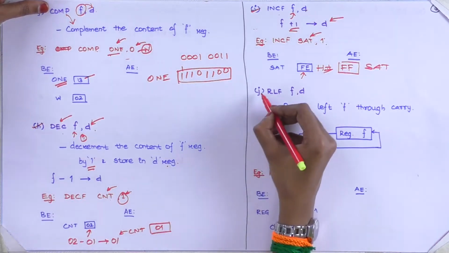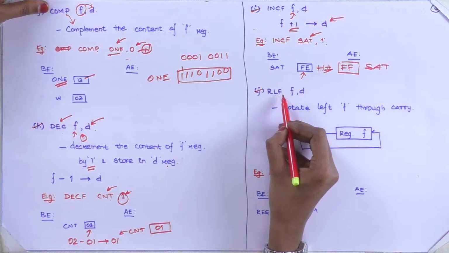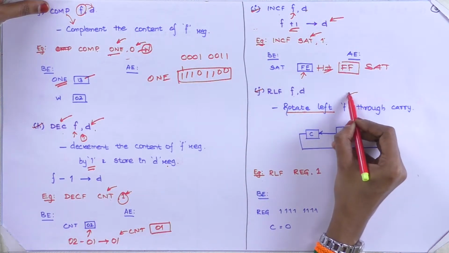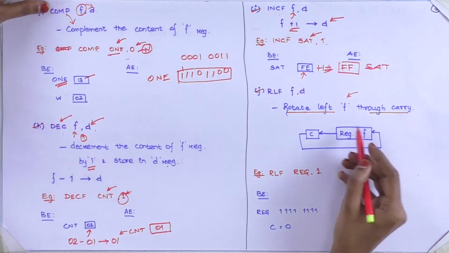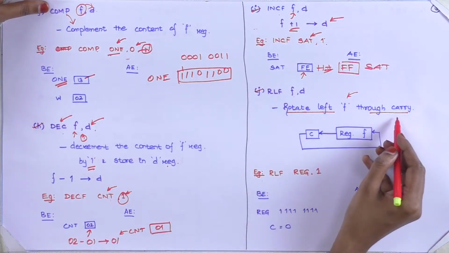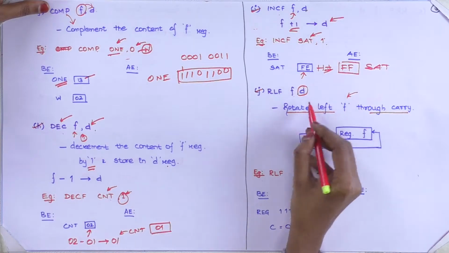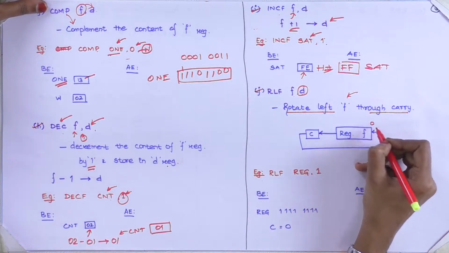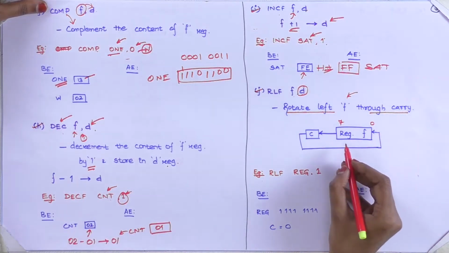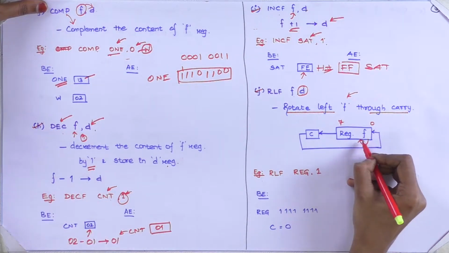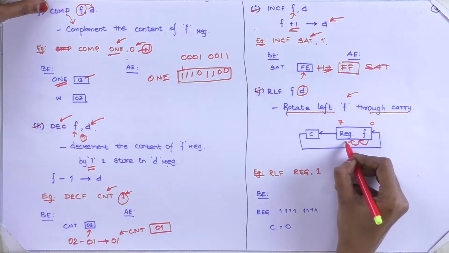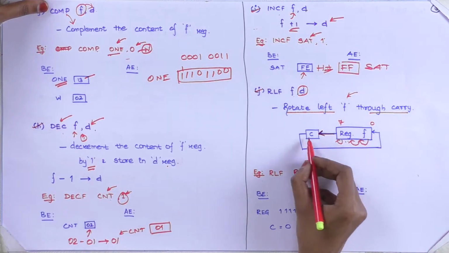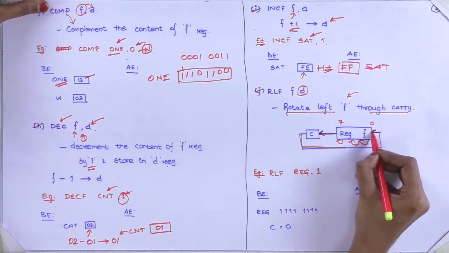Fine. So the next instruction is RLF F comma D. RLF is nothing but rotate left F register through carry. We should involve carry here. After rotating based on the destination field, your result will be stored. Okay. So if this is your 0th bit and this is your 7th bit, it will be shifted 0 to 1, 1 to 2, likewise 6 to 7. The 7th bit will be given to the carry and the carry bit is given to the 0th bit.